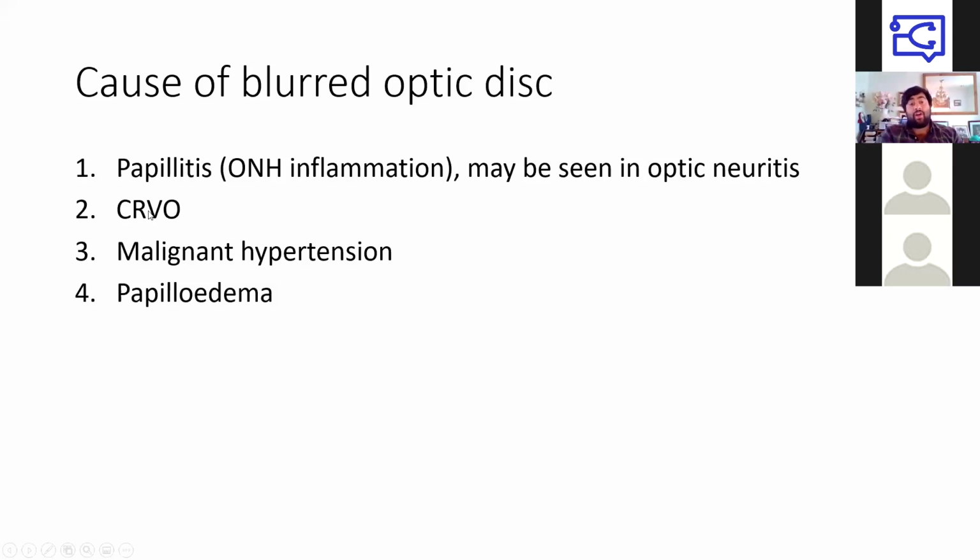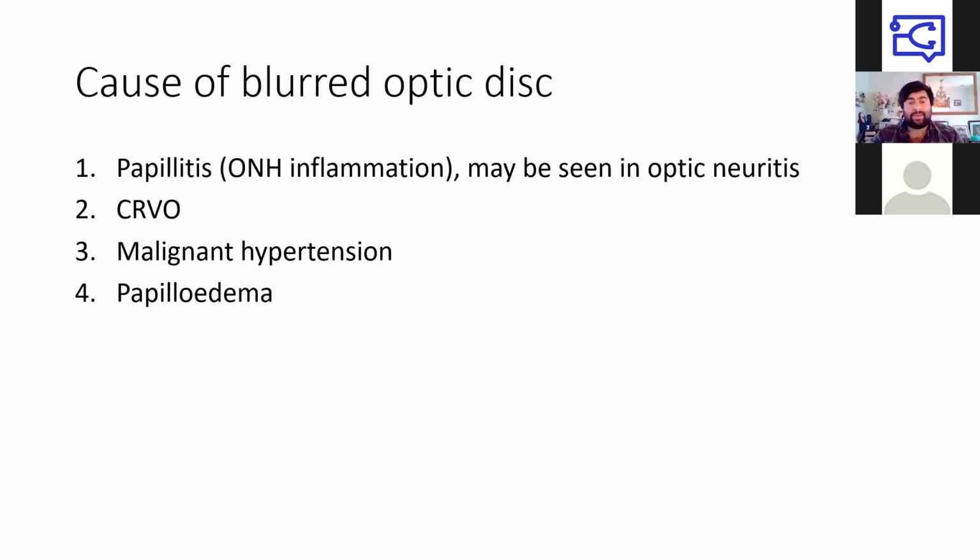And then CRVO. We didn't mention this at the time, but when you've got a patient with CRVO, in addition to the stormy sunset appearance, you might have a loss of the contour of the optic nerve head. It might become blurred. Malignant hypertension, which is hypertensive eye disease that usually progresses in a fairly rapid manner, may be associated with a macular star, which we'll talk about later.